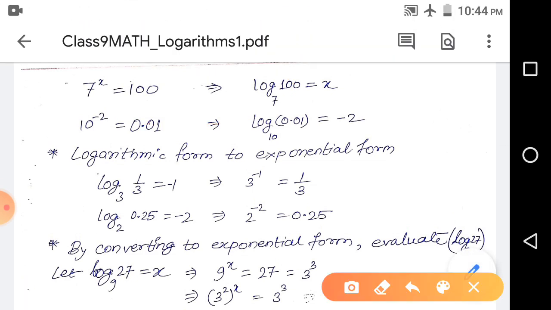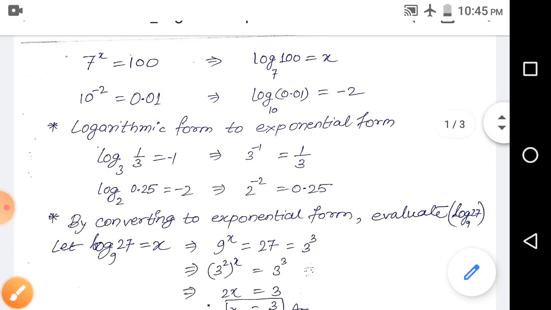Now here the second example, we have 10 to the power minus 2 equals 0.01. So we can write this with 10 as base, log base 10 of 0.01 is equal to minus 2, which is the power. So these are the examples.